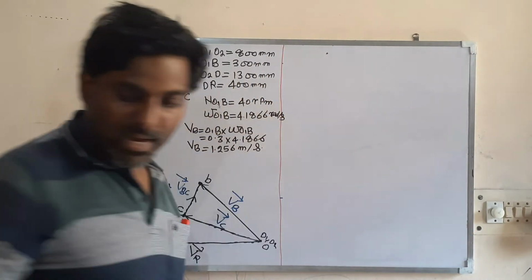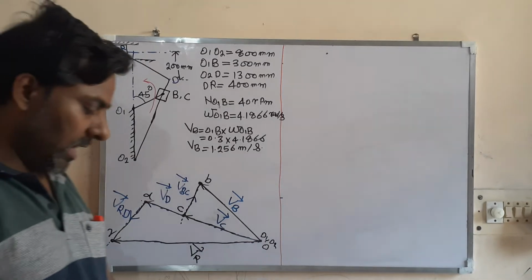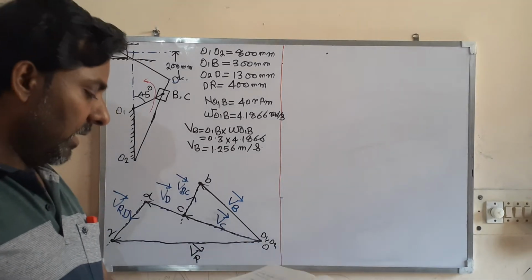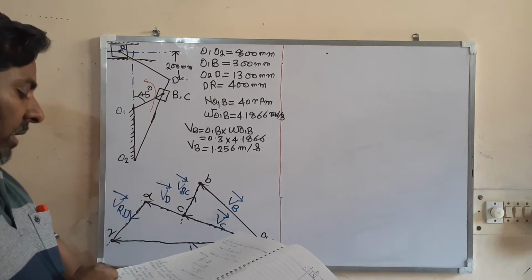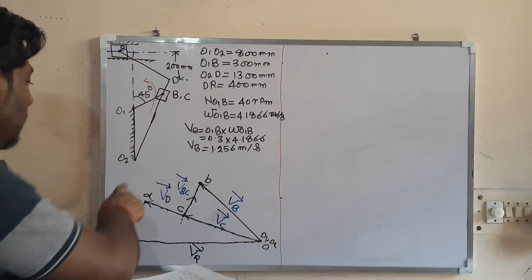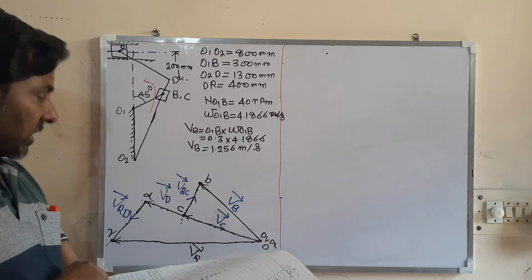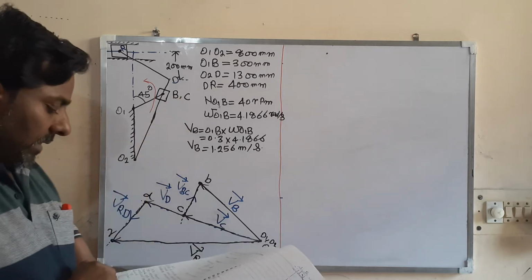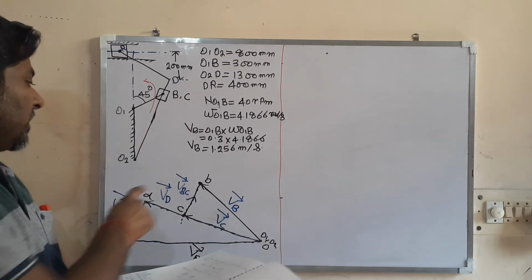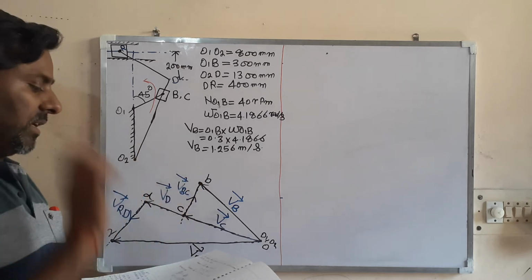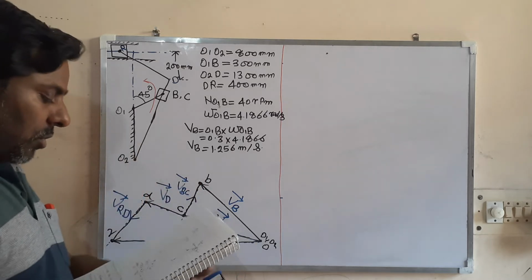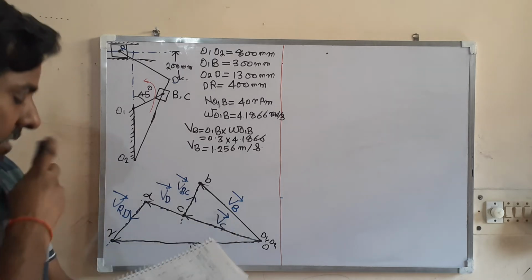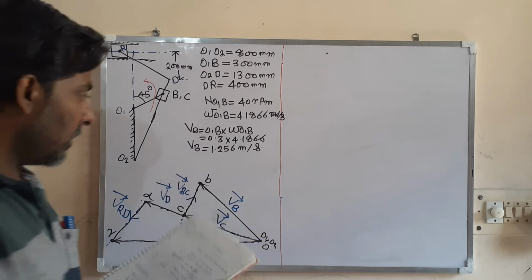So what they are asking, actually I have not shared with you what they are asking. They are asking velocity of the ram. They are asking angular velocity of slotted bar, this O2D. They are asking velocity of point C. They are asking velocity of point B with respect to C, that is BC. So let us move and calculate one by one.